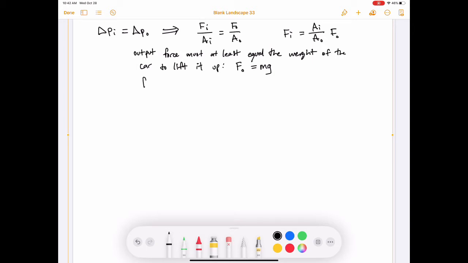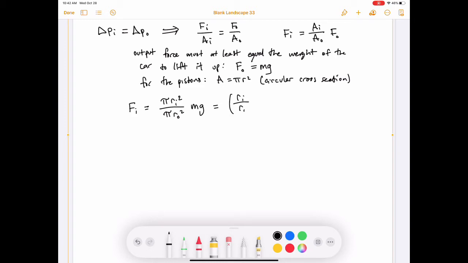Also, for the pistons, we have A equals pi r squared because they have a circular cross-section. So Fi in that case is going to be Ai, which is pi times Ri squared, divided by Ao, which is pi times Ro squared, times Fo, which is m times g. So we can cancel out the factors of pi. So we have Ri over Ro, squared, times mg.